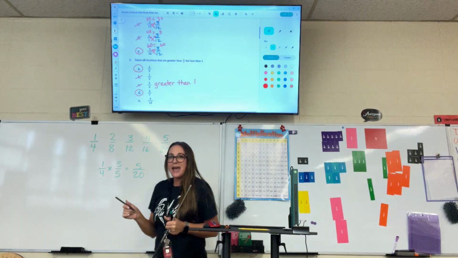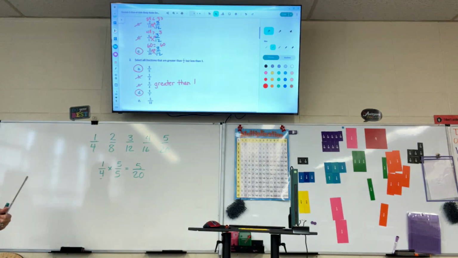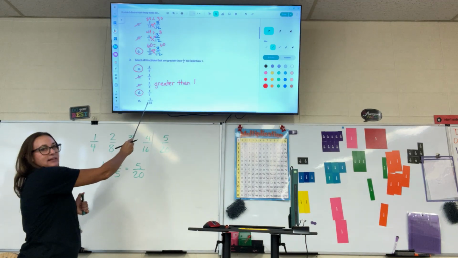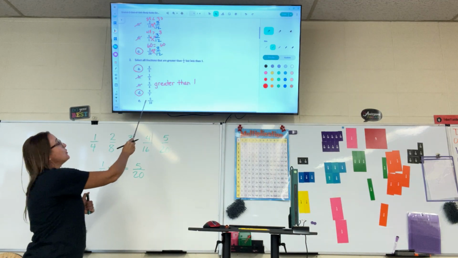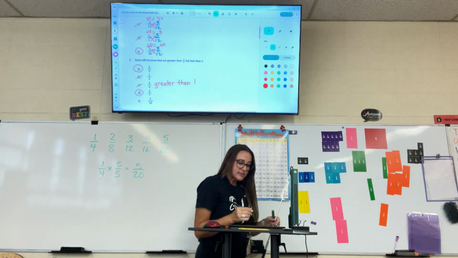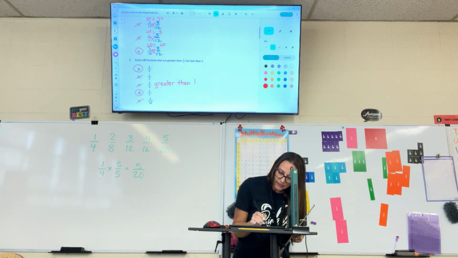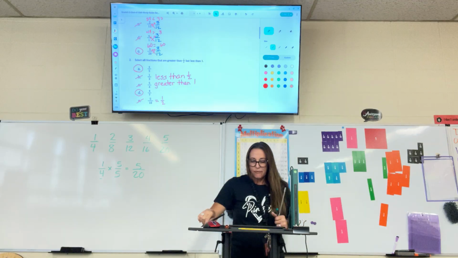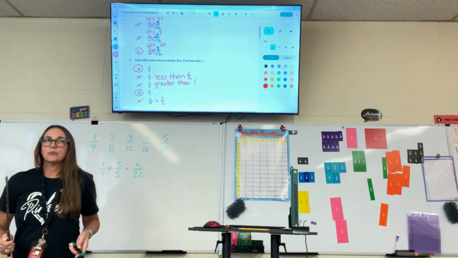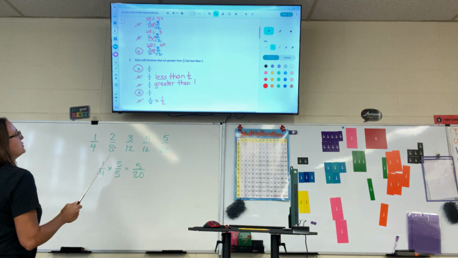And the last one, what's 1/2 of 10? Chesney? 5. And so this one is equal to 1/2, right? And that's not an option. So we're gonna put, next to 1/3, less than 1/2. And on 5/10, we're gonna put equal to 1/2. So those are the reasons why we did not choose those.